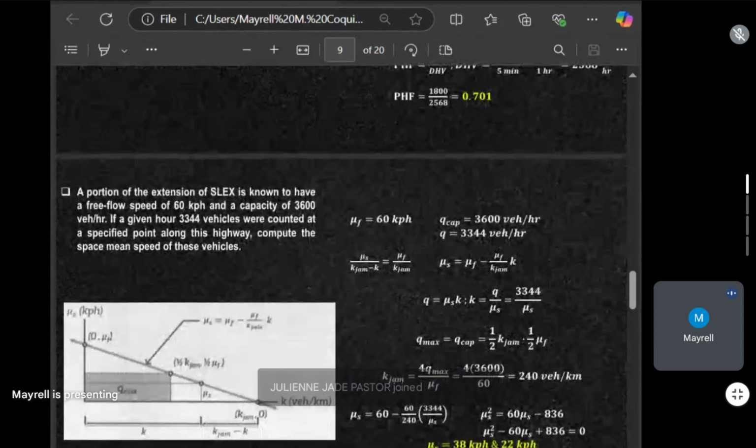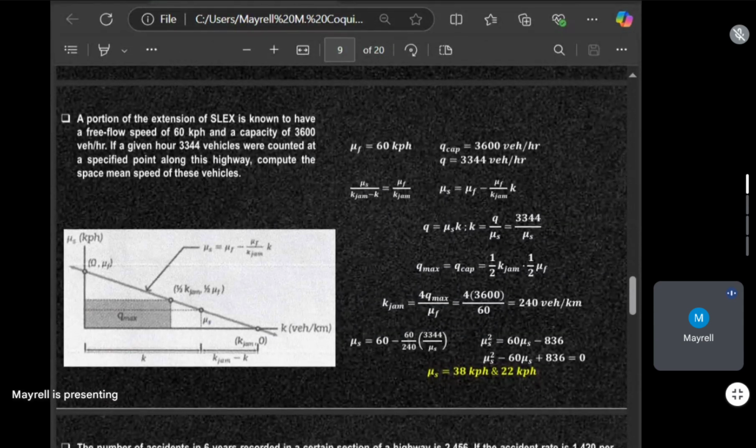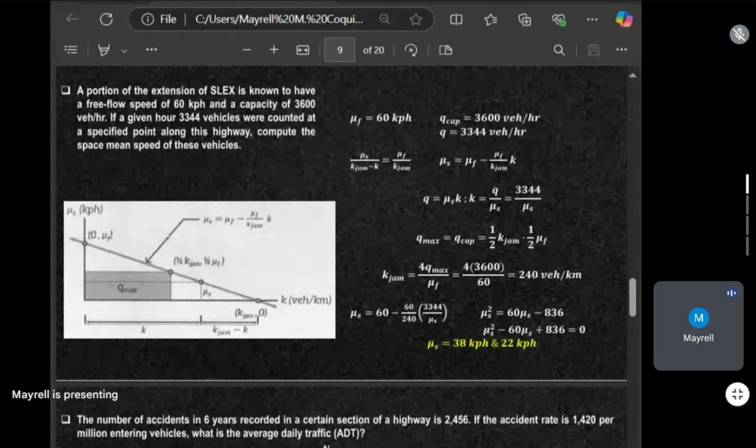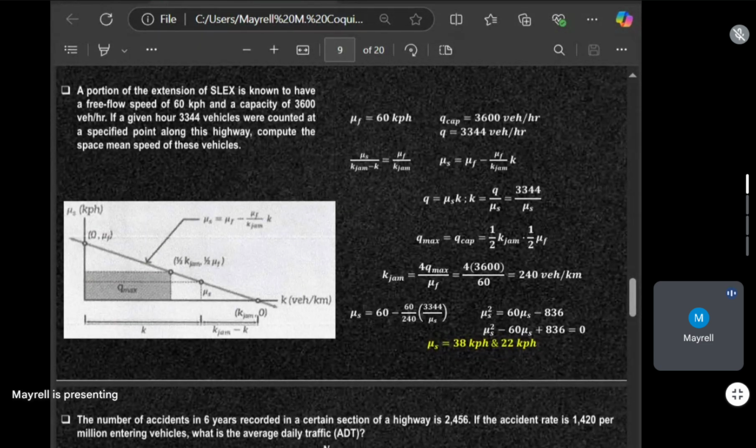Okay, the next example. A portion of the extension of SLEX is known to have a free flow speed of 60 kph and a capacity of 3,600 vehicles per hour. If in a given hour 3,344 vehicles were counted at a specified point along the highway, compute the space mean speed of these vehicles.